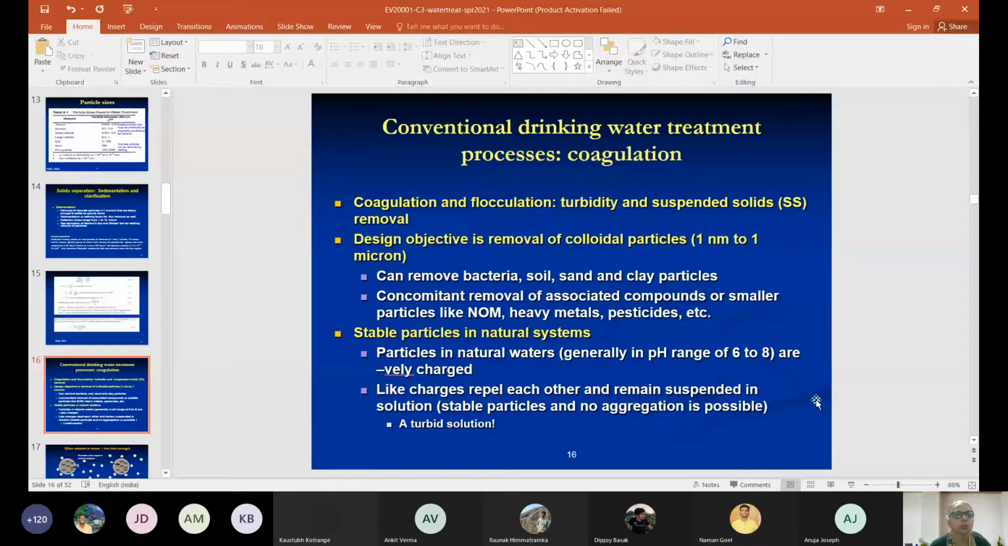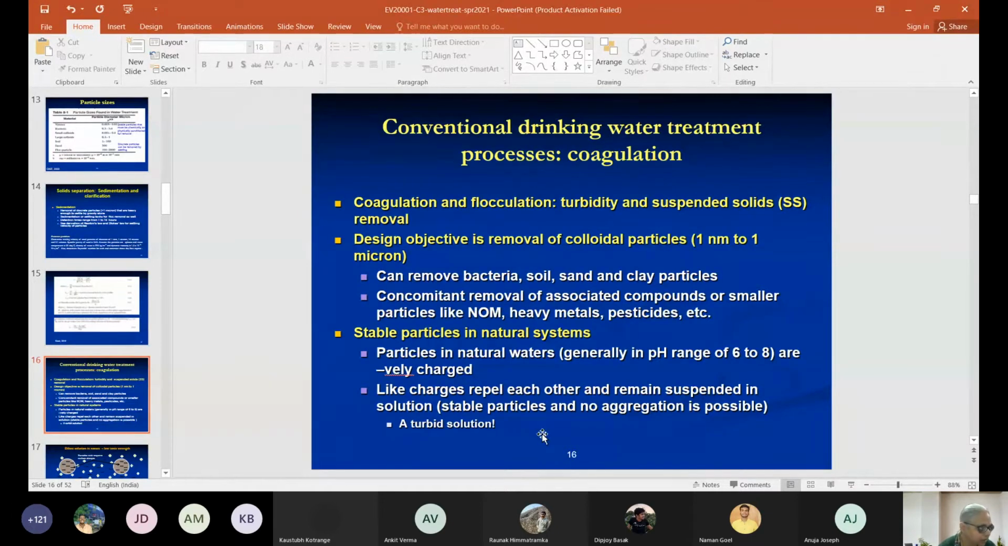So then we come to coagulation, flocculation. So what is coagulation and flocculation? Like I said, it is for the turbidity removal and for suspended solids removal. So our design objective is removal of colloidal particles. And as I said, colloidal particles are any particles that are less than 1 micron in size. So you can remove bacteria, soil, sand, clay, silt, all these particles can be removed.